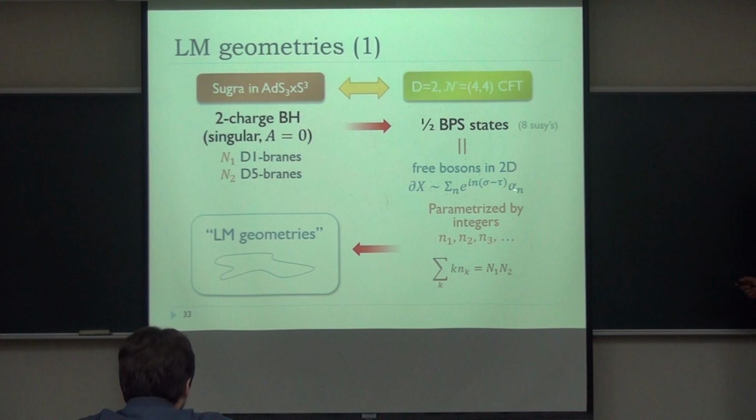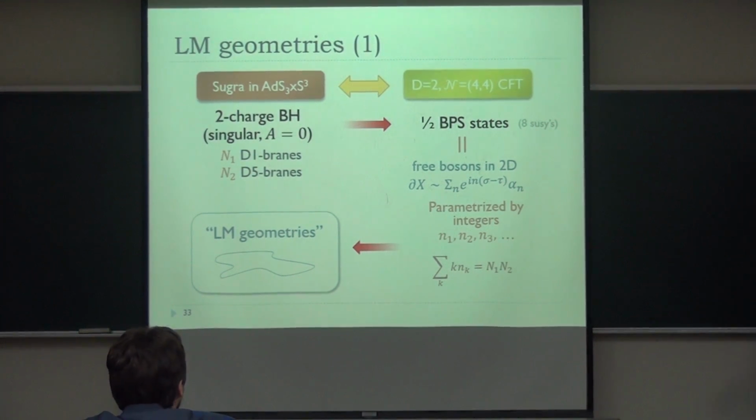So you have some expansion of this X in terms of oscillators labeled by n. So the states of these free bosons are described by some integers. N1 corresponds to the number of excitations of the first level, and N2 is the excitation number of level 2, and so on and so forth. And there's some constraint. But anyway, you have many integers, and this is known to be in one-to-one correspondence with some smooth geometry called the Lunin-Mathur geometry.